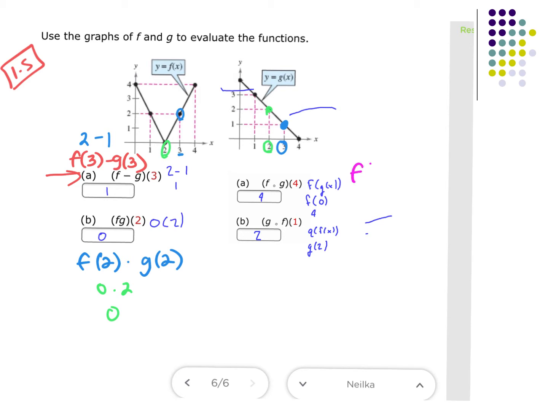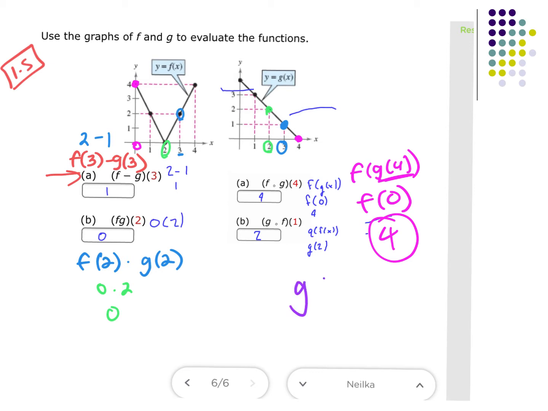It would be f of g of 4. So I first have to find g of 4. G of 4 is here. That coordinate point is 0 for the y. So I find f of 0. I come over here, and the coordinate point is 4. 4 is the only answer there. So it's the second thing you find, not a 0 and a 4. That one a lot of you missed, so be careful with that.